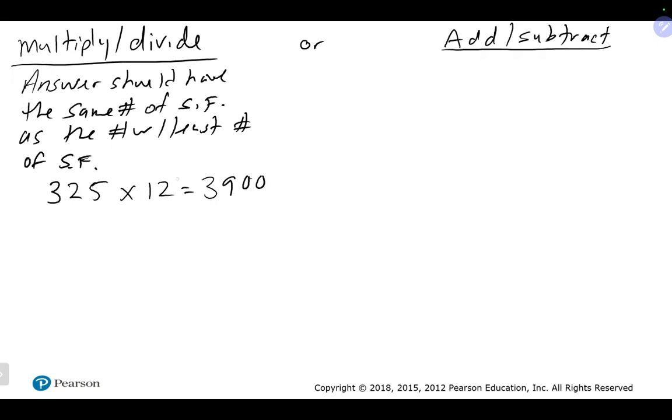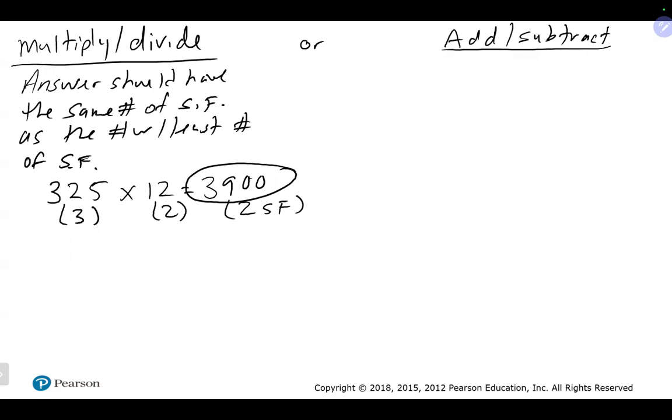I am multiplying, which means I'm looking at significant figures. This has 3 significant figures. This has 2 significant figures, which means my answer should end up with 2 significant figures, which I actually hit there by accident, just making up those numbers. So that written like that is 3900.